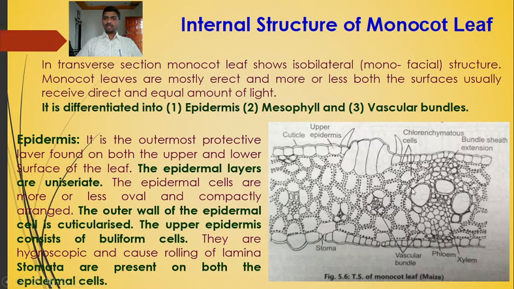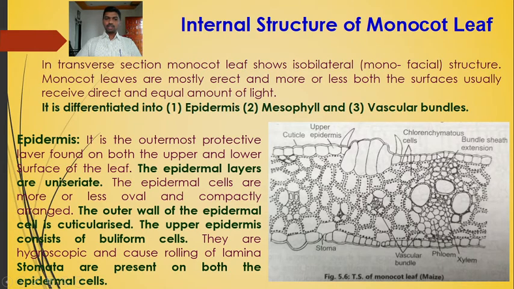Epidermal cells are more or less oval and compactly arranged. The outer wall of the epidermal cell is cuticularized, which means the cuticle is present. The upper epidermis consists of bulliform cells. These are the bulliform cells, the motor cells. They are hygroscopic, causing rolling of the leaf lamina.